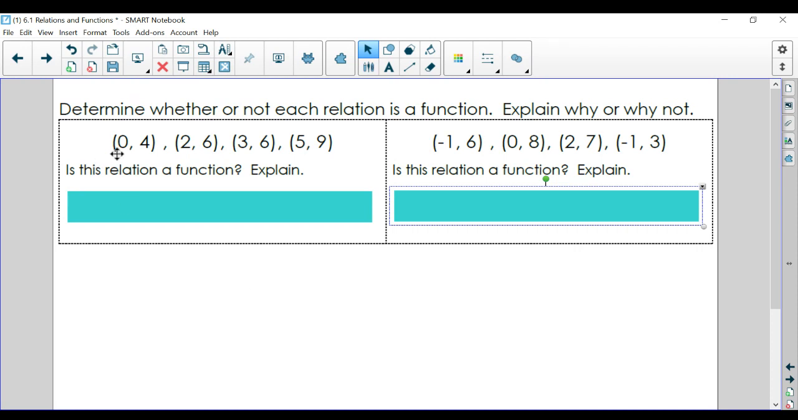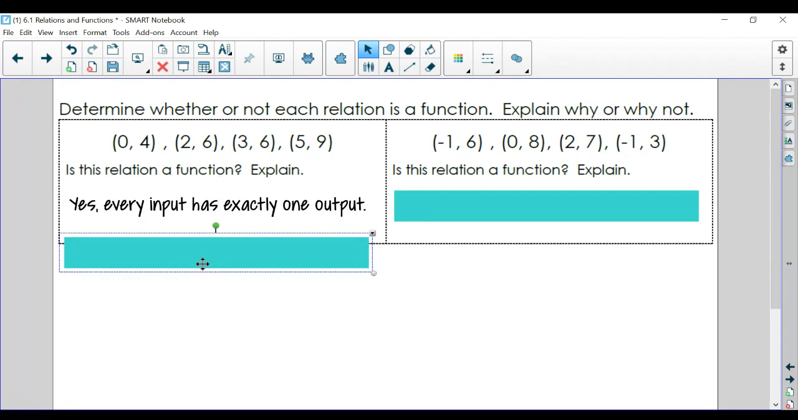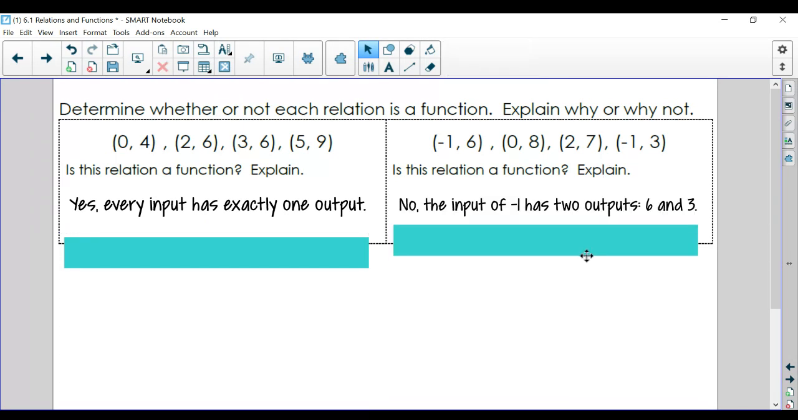All right, so if we look at these, we have X values, and they all have exactly one Y value. It's okay that 2's output is 6 and that 3's output is 6 as well. That is just fine, as long as the input has exactly one output. So this is a function. If we look at this one, we have an input of -1 here, and it has two different outputs. So it has a 6 and a 3. So this is not a function.